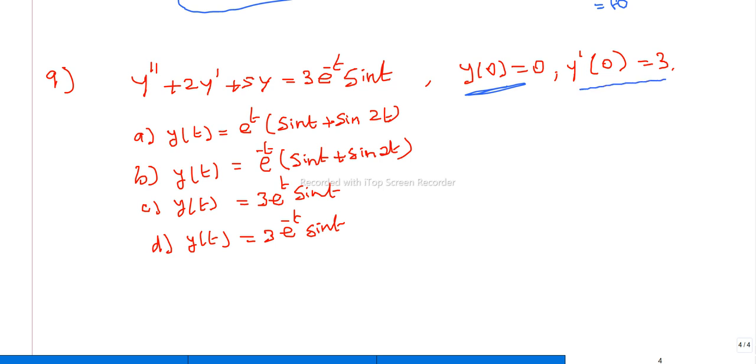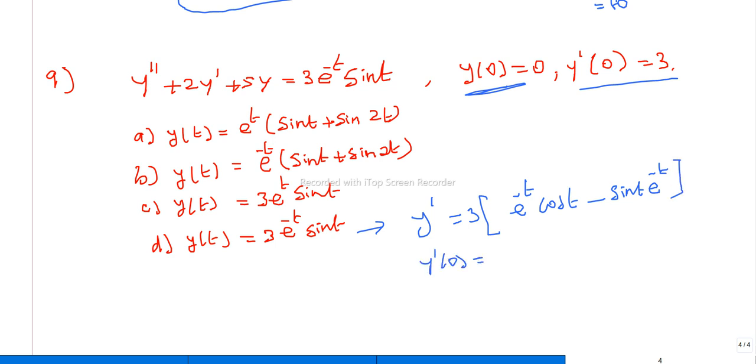Now one more thing you have to check. Look at the last option, because this is a very simple function. We can differentiate the last option with respect to t. We get y dash: first fix e power minus t and differentiate sin, you get cos t. Plus, if you fix sin t and differentiate e power minus t, we get minus, that's why I put minus here, e power minus t. Now substitute t equal to 0: y dash of 0 is 3 times e power 0 is 1, cos 0 is 1, minus sin 0 is 0, we get 3. So the last option satisfies this condition. Now look at the third option.